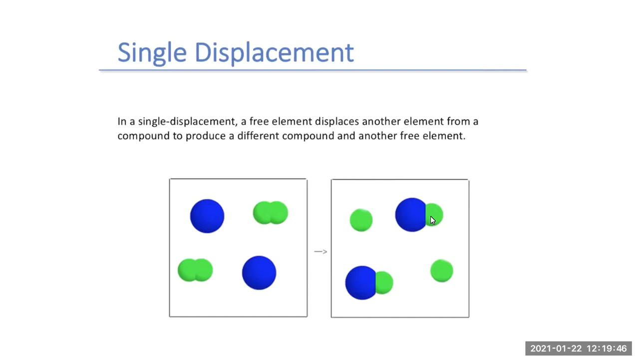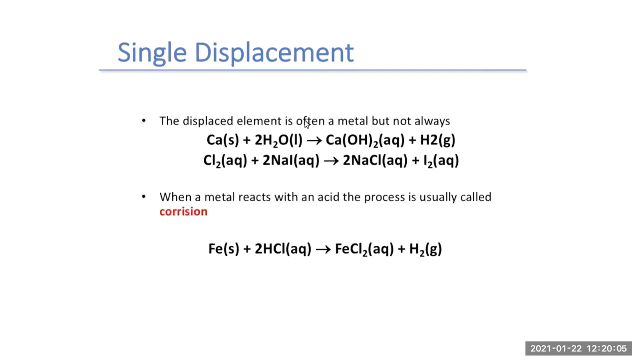Typically, it happens to be the anion that will switch between metals. But that's not always the case. Here we have calcium and water. If I take solid calcium and I put in water, I'm going to get calcium hydroxide and H2 gas.